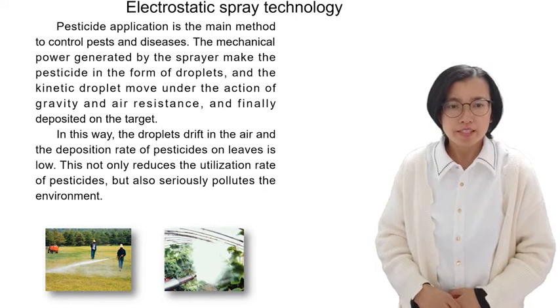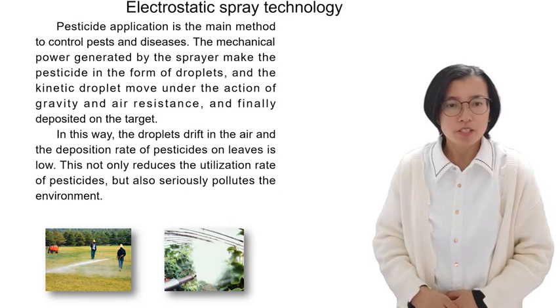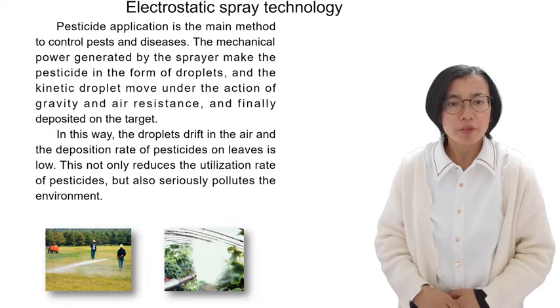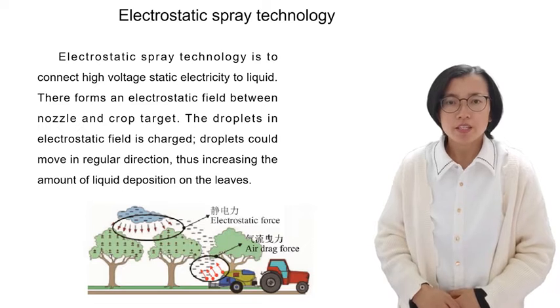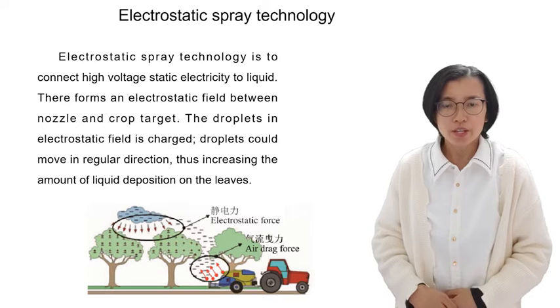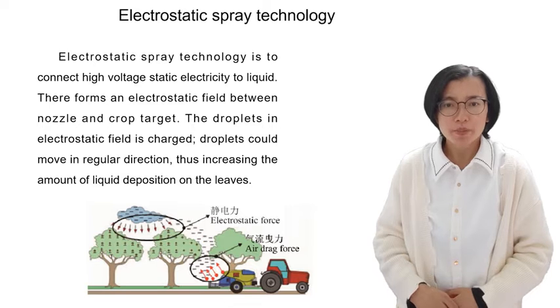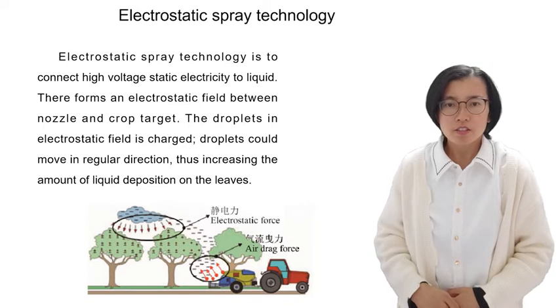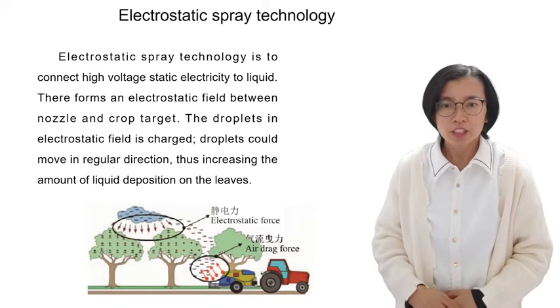So we should find some new way to change the droplet movement. If it could move in a regular direction and deposit on the leaves, this problem would be solved. Electrostatic spray technology is to connect high voltage static electricity to the liquid. An electrostatic field forms between the nozzle and the crop target. The droplet in the static field is charged. Droplets could move in a regular direction, thus increasing the amount of liquid deposition on the leaves.